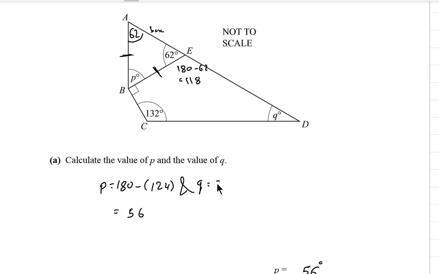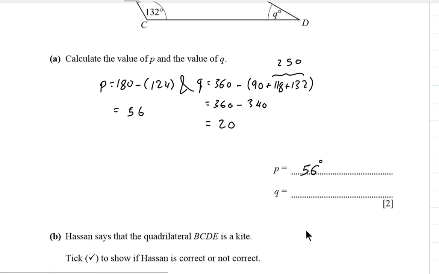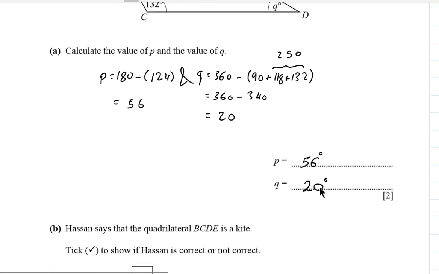The value of Q should be 360, because the sum of the interior angles of a quadrilateral is 360, minus the sum of all these angles, which are 90 plus 118 plus 132. The sum of 118 and 132 will be 250, and we have 90 here, so it will be 360 minus 340. So it will be 20 degrees. The value of Q is 20 degrees.